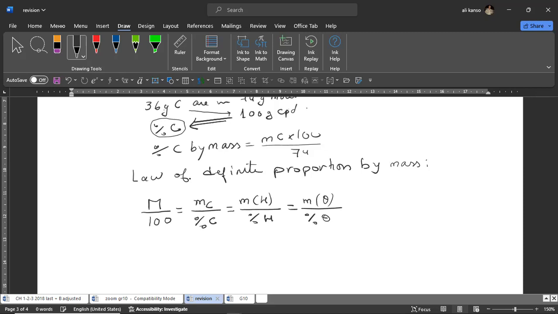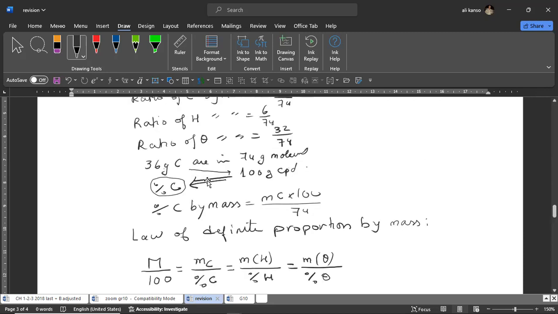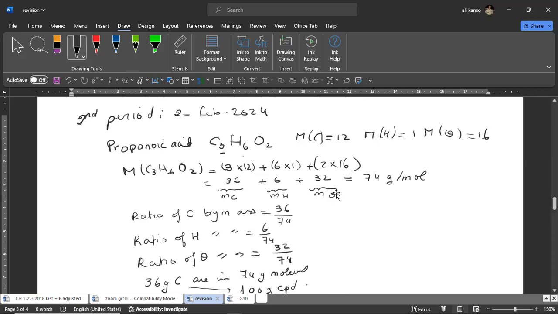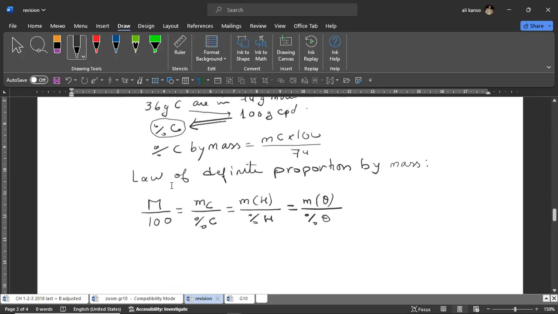You notice here that molar mass is up, mass of carbon is up, mass of hydrogen is up, mass of oxygen is up. While in front of 100 down, we have percentage of carbon down, percentage of hydrogen down, percentage of oxygen down. That means that molar mass equals mass of carbon plus mass of hydrogen plus mass of oxygen, as we did above. Molar mass of the compound is equal to mass of carbon plus mass of hydrogen plus mass of oxygen.